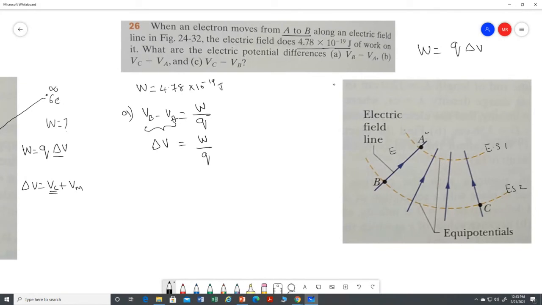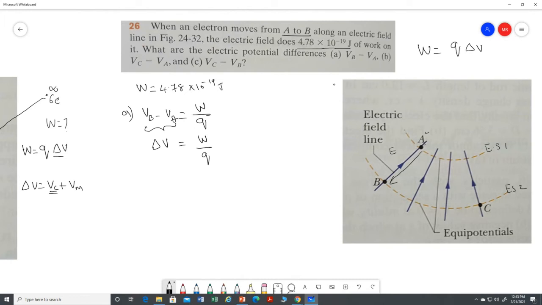My dear, now the most important thing. You are moving the charges from A to B, but your field lines are in the opposite direction. So what should be your angle? You are moving the charge from here, but your field direction is this direction. So what should be your angle?